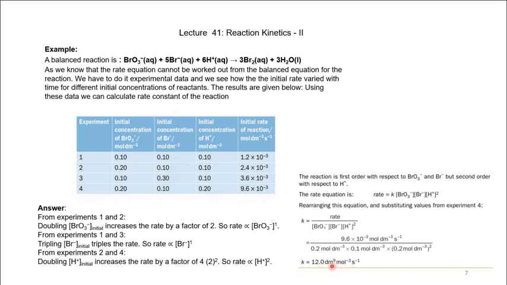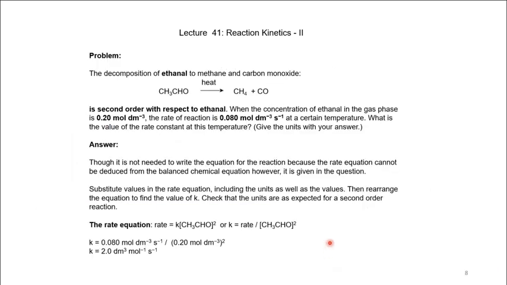Okay. So this is an example showing how to calculate the reaction rate constant, etc. And then we go to the next slide and see another problem. What we are doing here is decomposing ethanol to methane and carbon monoxide. This is the chemical reaction, and we may write this chemical reaction because finding out the rate constant, etc.